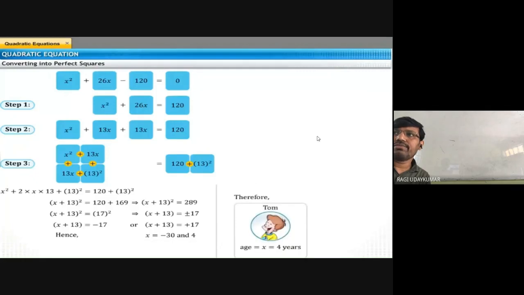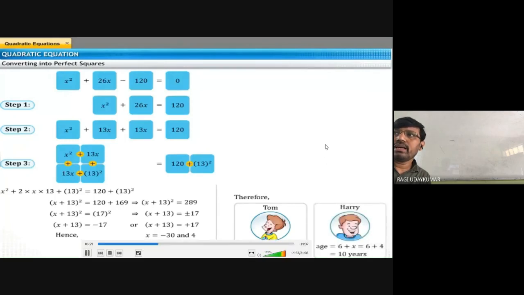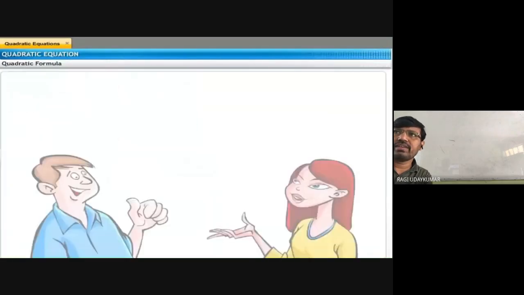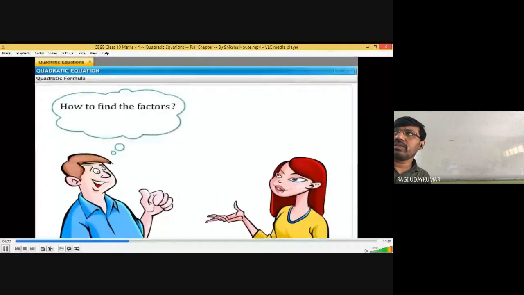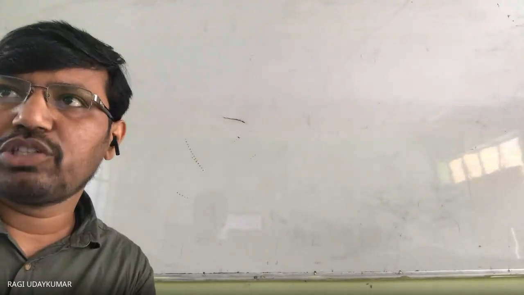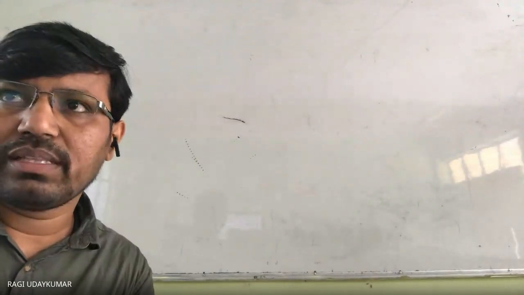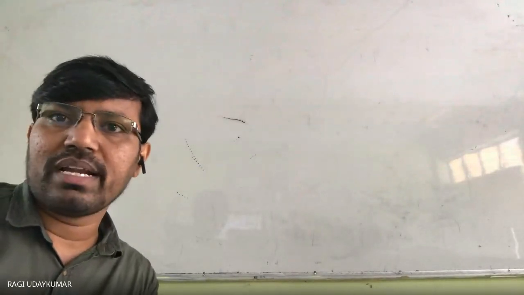This is the problem taken previously, the age problem of Harry and Tom, where x is equal to 4 years, which we are going to consider. So this is the method of solving the quadratic equation using the completing square method, and we are going to take the exercise 4.3 problems. By solving them, we are going to complete the exercise.